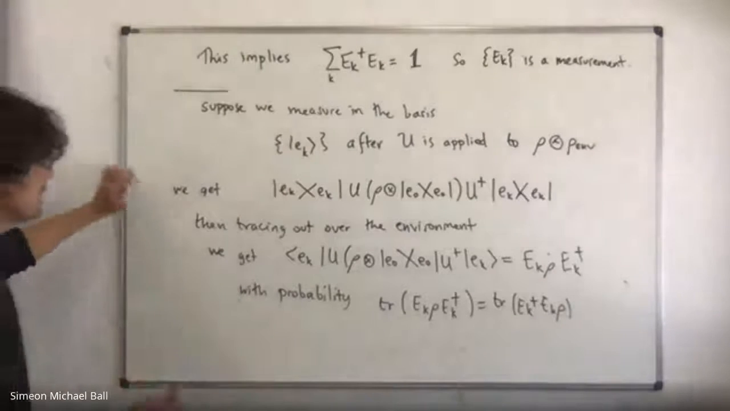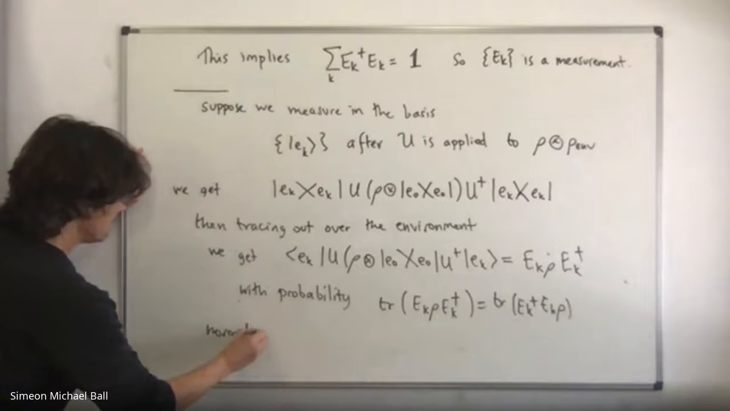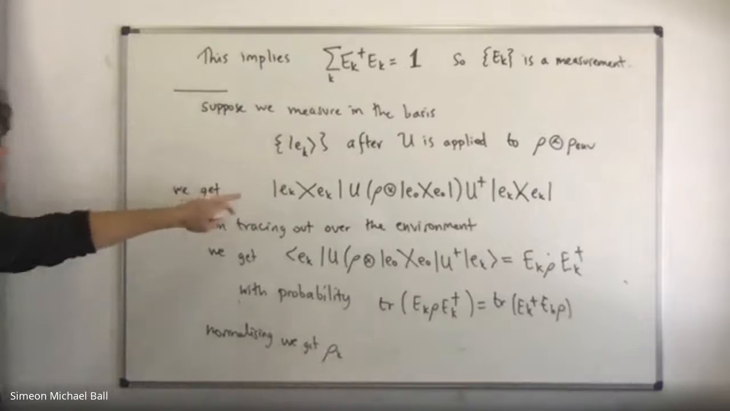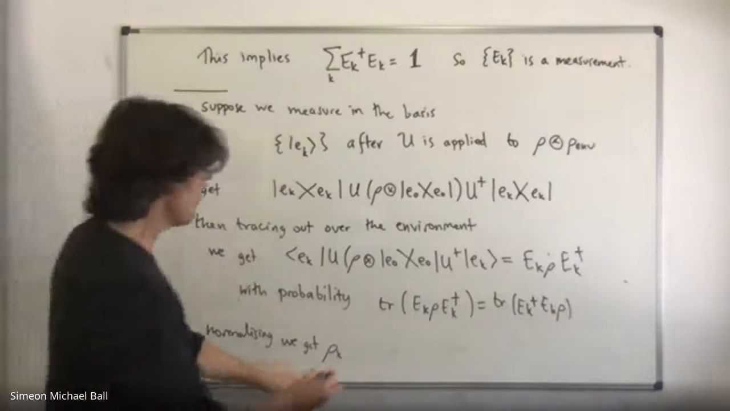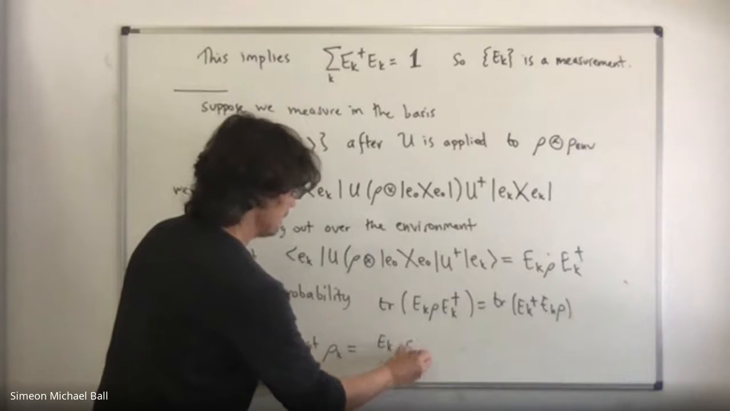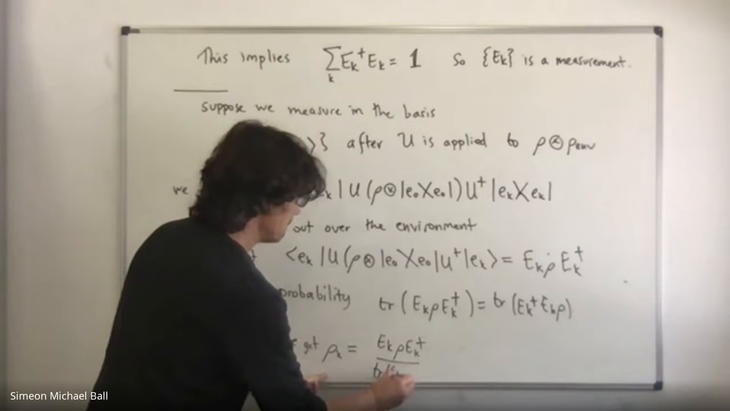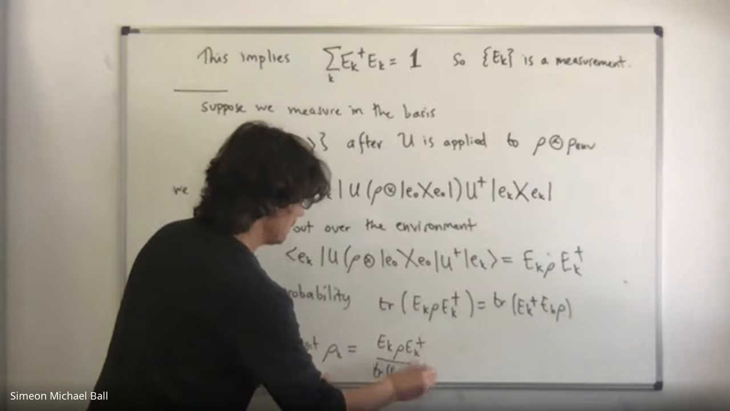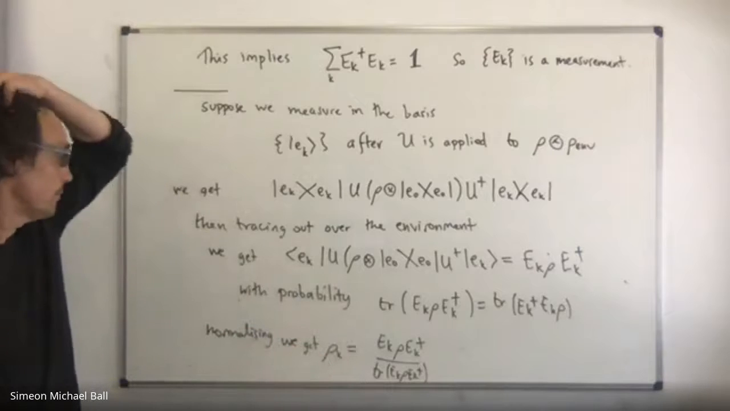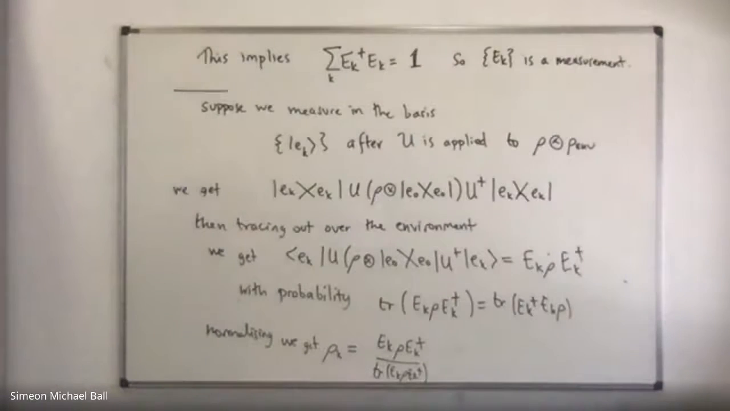And you need to normalize, so normalizing we get rho k. So if the measurement ends up giving us k, then we'll get rho k, which would be this, E_k rho E_k dagger, divided by the probability, which is the trace of E_k rho E_k dagger. And this all should look terribly familiar. It's exactly the same thing as you get when you do the measurements with respect to E_k.